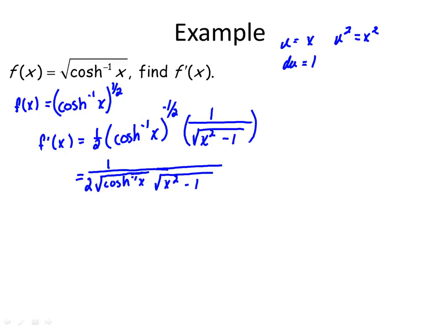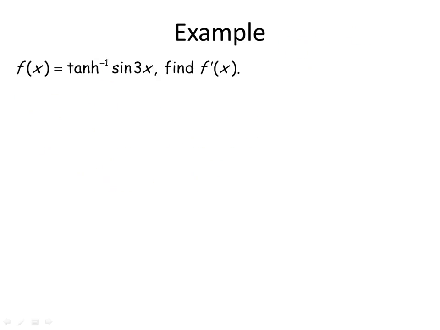Does everybody see what I did? Try it. What do you see here? Is this the product rule? No? Sine 3x is the argument of your inverse hyperbolic tangent. Sine 3x is your argument. That's your u.